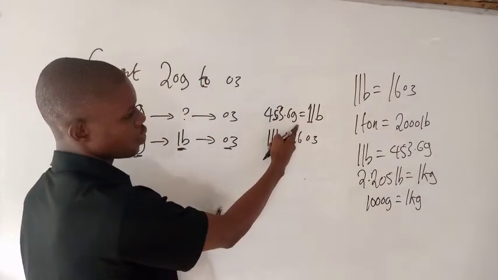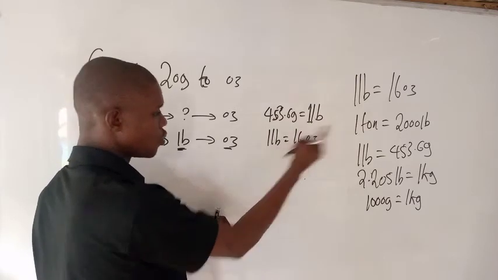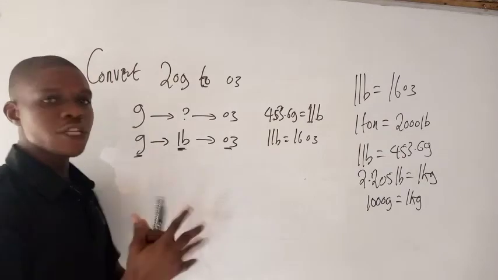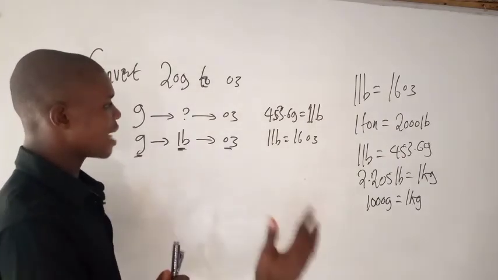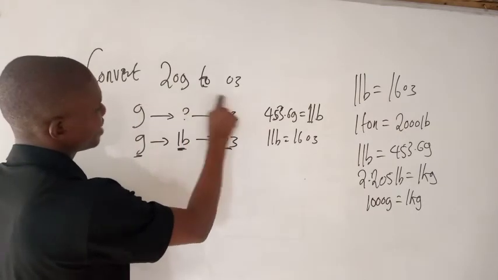453.6 gram is equal to 1 pound. Then 1 pound equals what? 16 ounce. Do you get that? So remember, I must arrange it in such a way that we cancel out units until we are left with the unit we desire. So I'm going to write this one now as a mathematical statement.